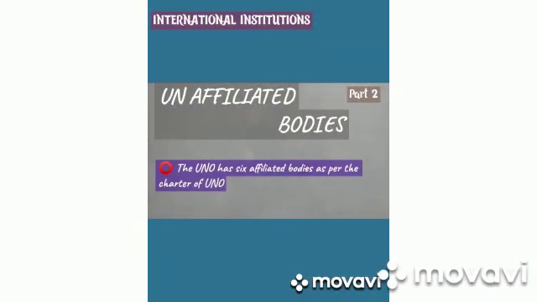I welcome you all to the second part of the chapter International Institutions. In this part, we are going to discuss the UN affiliated bodies. The UN has 6 affiliated bodies as per the Charter of the United Nations Organization. The affiliated bodies are the General Assembly, the Security Council, the Economic and Social Council, the Trusteeship Council, the International Court of Justice, and the Secretariat.